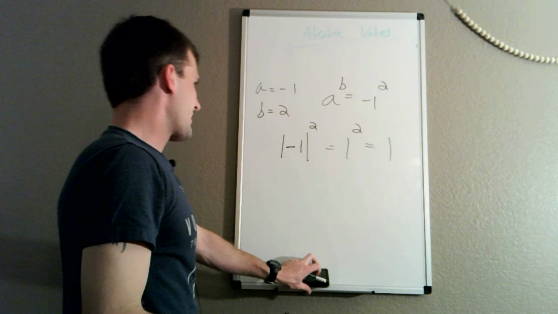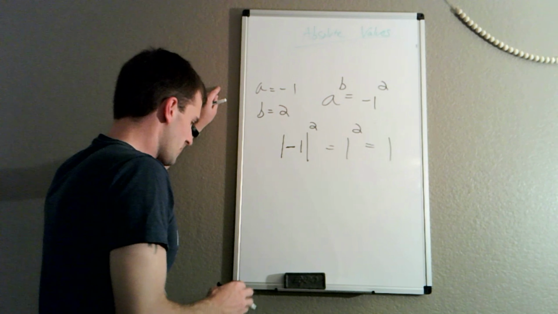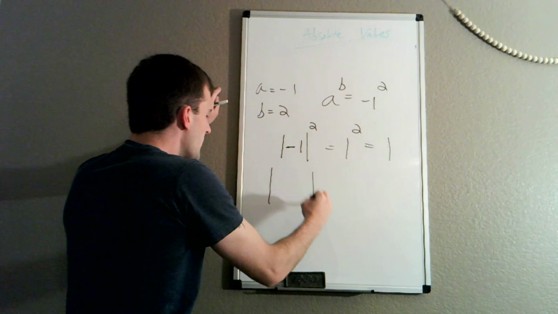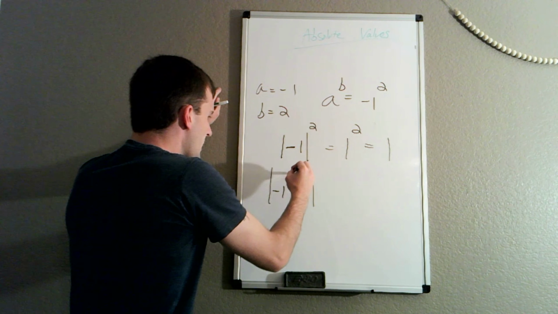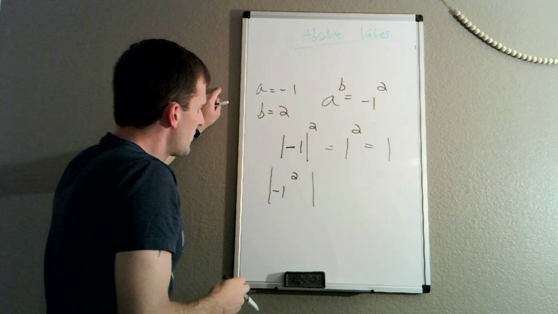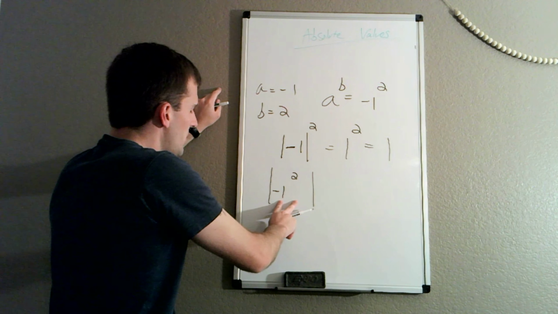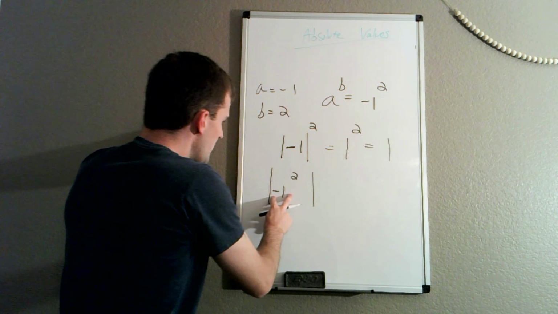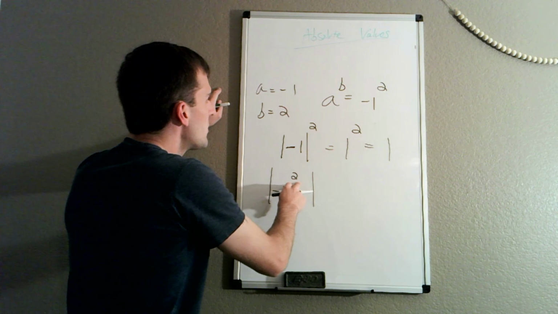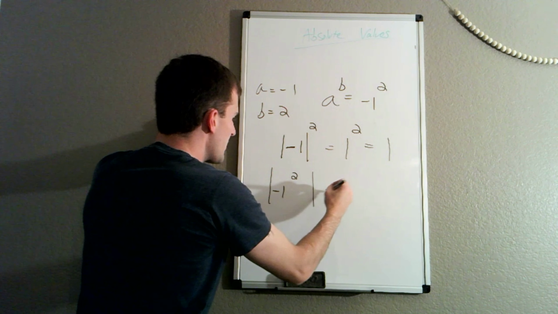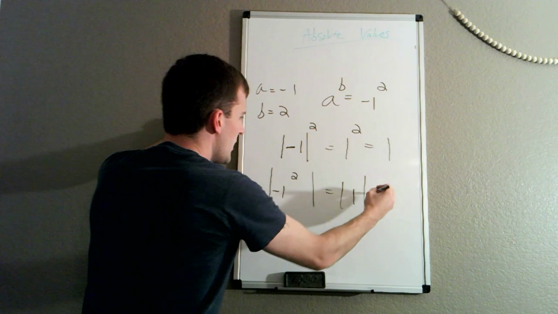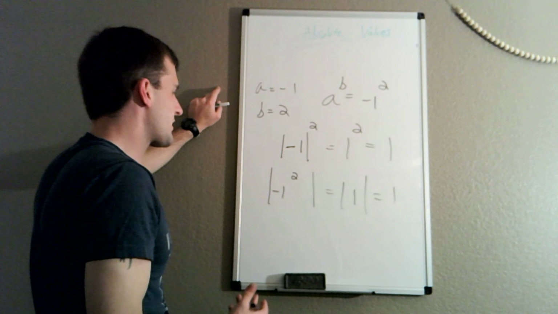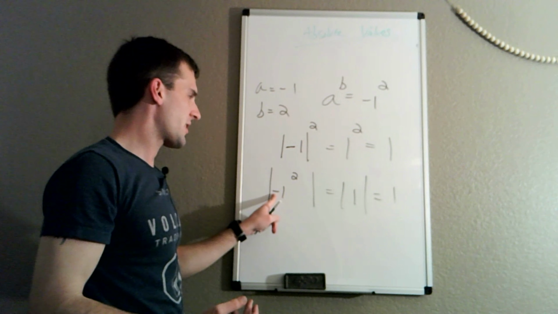Now consider the absolute value of the entire thing. So the absolute value of negative 1 raised to the power of 2. This is also going to be true because we take the power first. So we're going to do negative 1 to the power of 2 like we did up here, and it's just going to equal the absolute value of 1, which equals 1. And we used an even exponent, so the negatives are always going to cancel each other out.